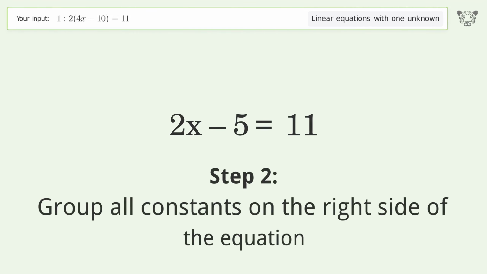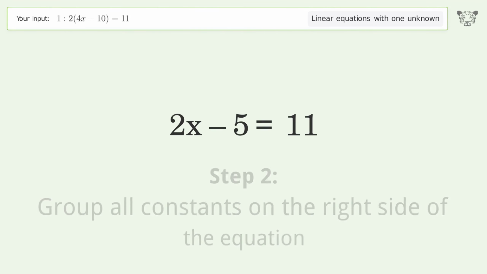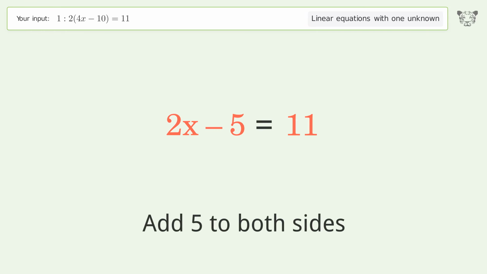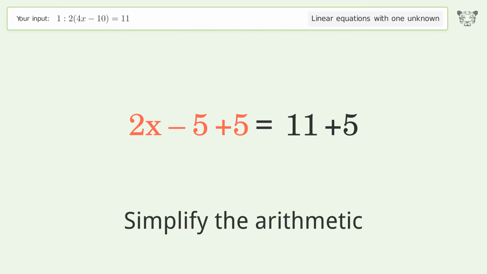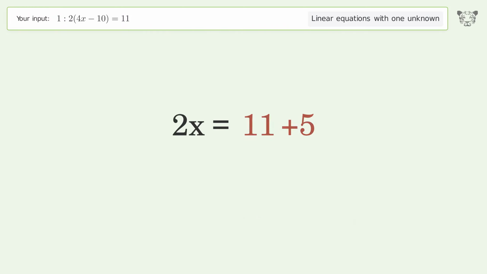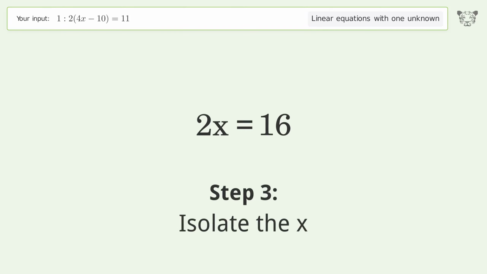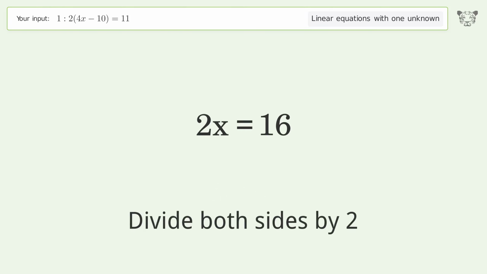Group all constants on the right side of the equation. Add 5 to both sides. Simplify the arithmetic. Isolate the x. Divide both sides by 2.